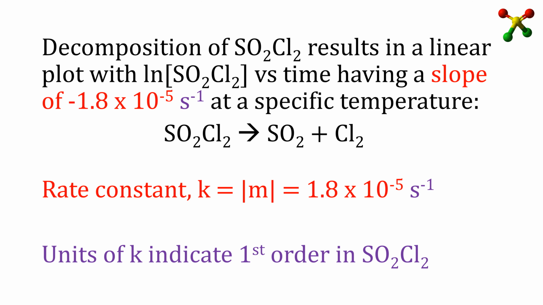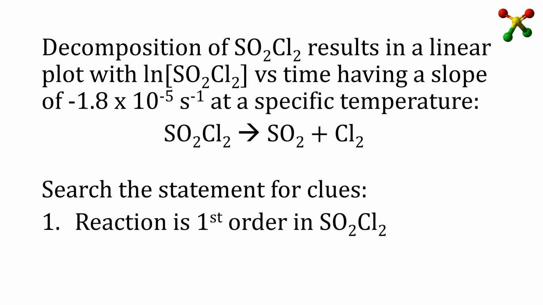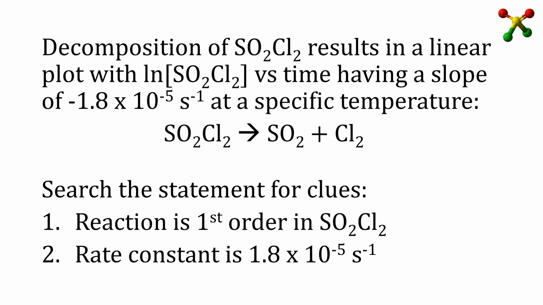Our third and final clue is that the units of k and the units of slope indicate that this reaction is first order in SO₂Cl₂, since the units are inverse seconds. So in summary, before we solve any problems, we first search the statement for clues. We find the reaction is first order in SO₂Cl₂, and we find the rate constant is 1.8 times 10 to the negative 5 inverse seconds.